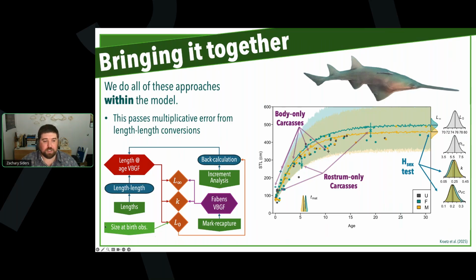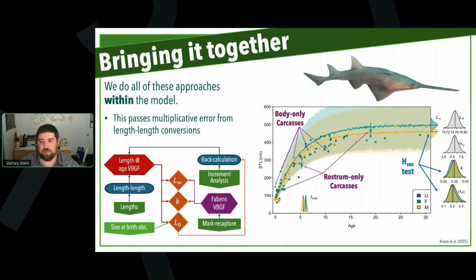We can also bring in direct observations of size at birth, which were occurring from some fisheries independent monitoring down in the Florida Everglades. And we can use those size at birth observations and bring them in as independent data into the model. We can bring in that mark recapture data and use that Fabens von Bertalanffy to inform L infinity and K, but it doesn't tell us anything about L naught. And then we can use our increment analysis along with our estimated L naught within the model to do our back calculation, which again feeds into that length at age model, which feeds itself back in. So it really is a big data pooling process here, and really a nice way for something that's so data deficient as sawfish to be able to pull all that stuff together.